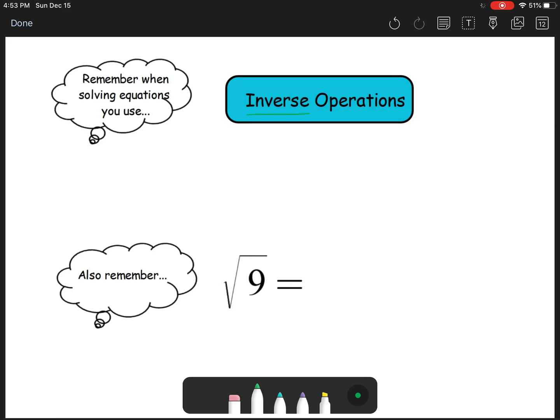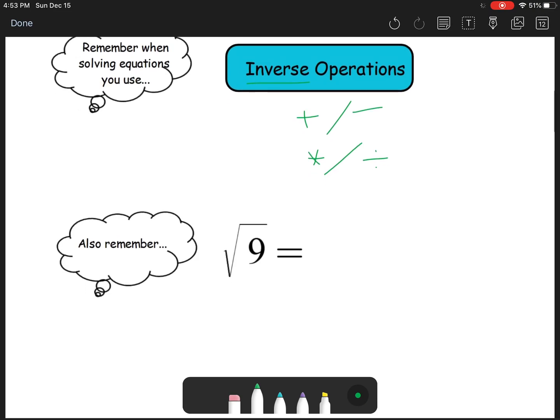So remember, when we're solving, the key to solving is using those inverse operations. So the inverse of addition is subtraction. The inverse of multiplying is dividing. Also remember that our square root is the opposite of squaring. So something we haven't talked about a lot, but the square root of 9 actually has two possibilities.